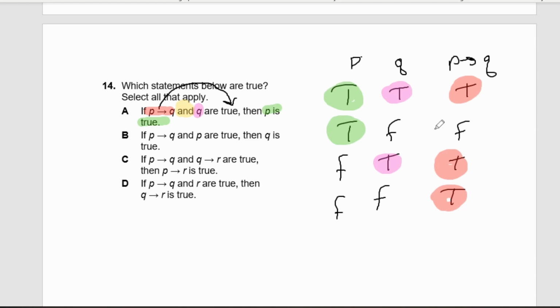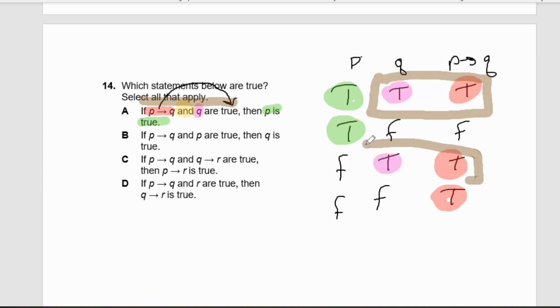Right? It's true here. Or let's just say this. My entire hypothesis is true in this instance as well as this instance. But is our conclusion true here? It is not. So it is not always true. It can say sometimes true, and that would be correct. But since this one is true, true, true, it does work here. So that's an overall true.